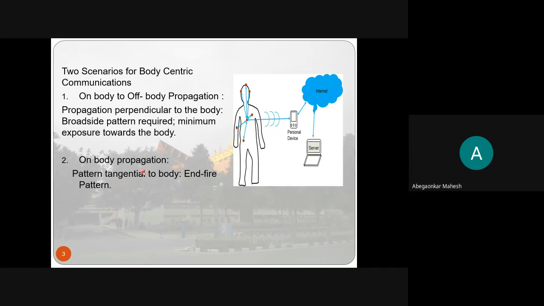So for on-body propagation, the pattern should be tangential to the body, or it should be an end-fire pattern. Because broadside pattern means normal to the body.